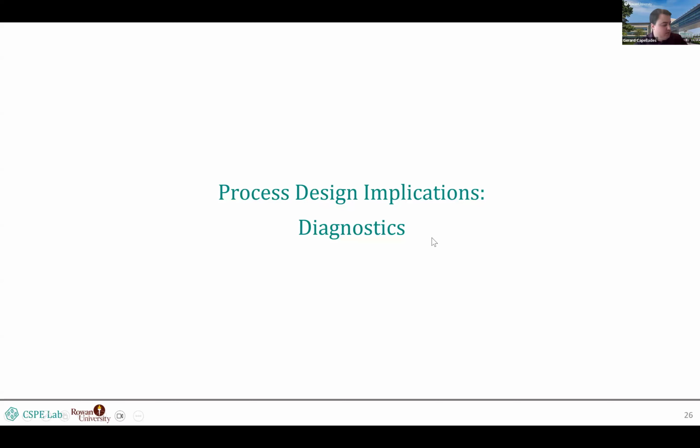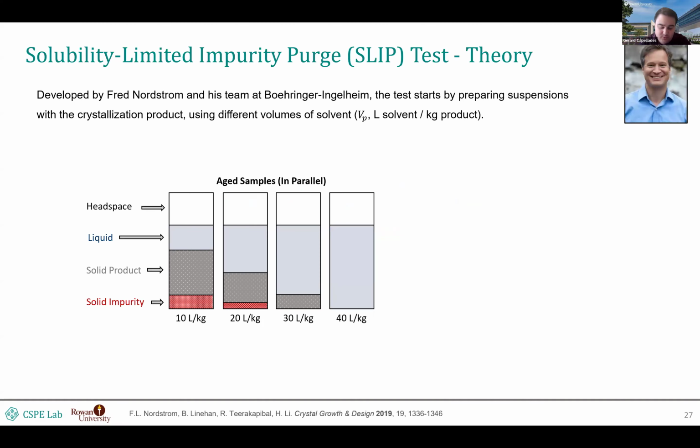All right, so, implications for process design. I want to use the rest of the time on how we deal with this. Now that we know how they behave, and what they are, let's figure out diagnostics. The one thing I want to bring to everyone's attention is the solubility limited impurity purge test. It wasn't developed by me, it was developed by Fred Nordstrom at Boehringer Ingelheim, and it has been used now, as you can see in some of the publications and case studies we've done, both at BI and Merck. Those are very common tests that are now being used.